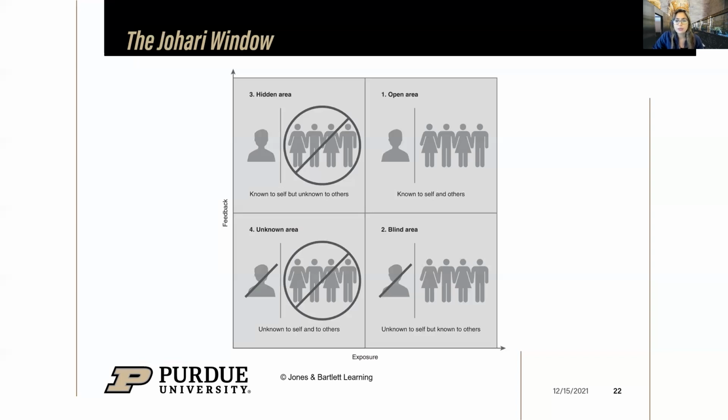Now, the fourth pane, as you can see, is the unknown. The last window of information is referred to as simply unknown. This includes information, skills, behaviors, etc., that are unknown to the individual and to others. This includes subconscious information that no one is aware of, such as early childhood memories, undiscovered talents, etc.